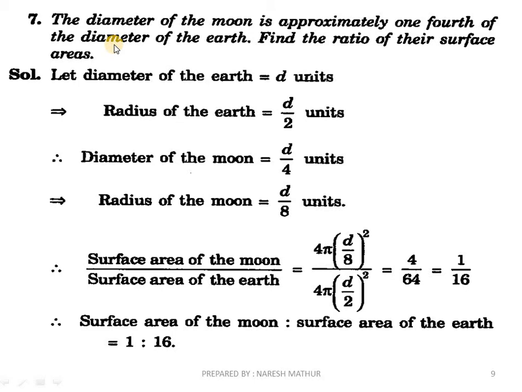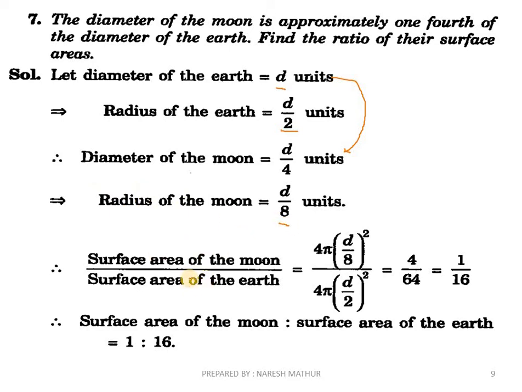In the next one, the diameter of the moon is approximately 1/4 of the diameter of the earth. Find the ratio of their surface areas. Let's say the diameter of the earth is d, then the diameter of the moon would be d by 4, as given in the question. If the diameter of the earth is d, then the radius of the earth would be d by 2 and the radius of the moon would be d by 8.